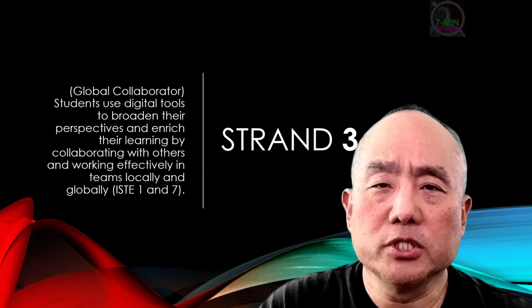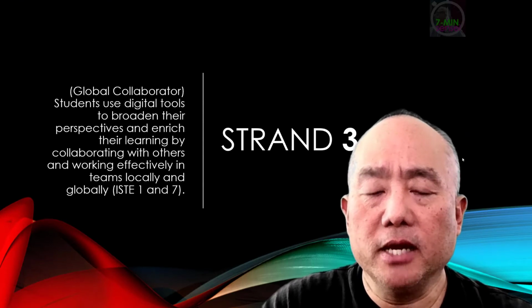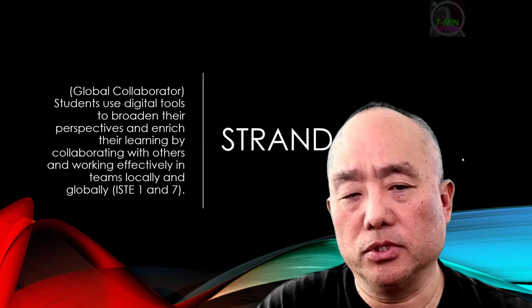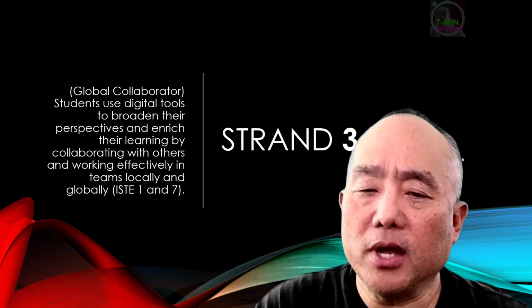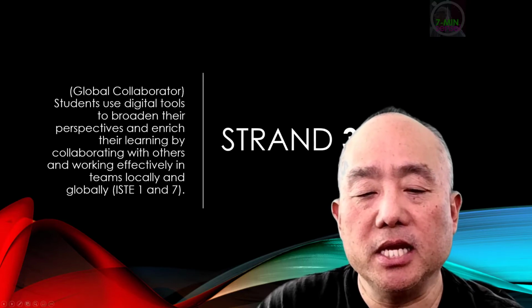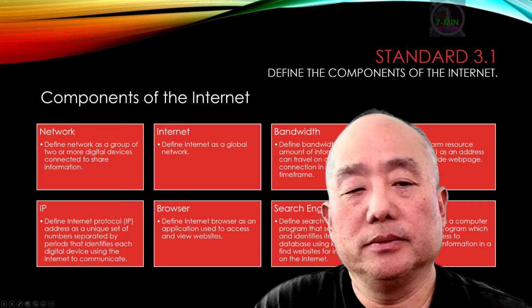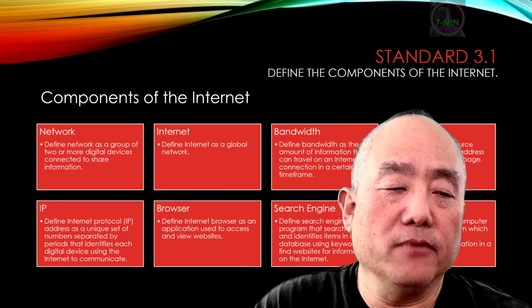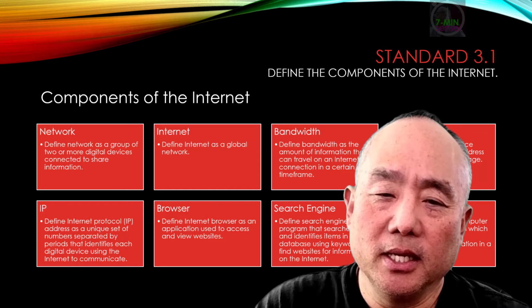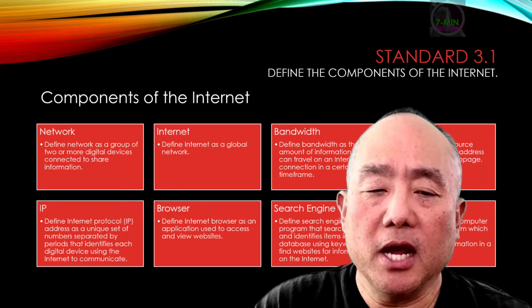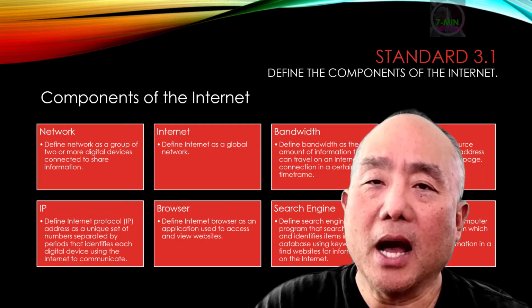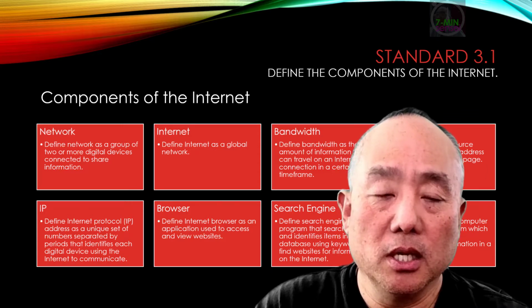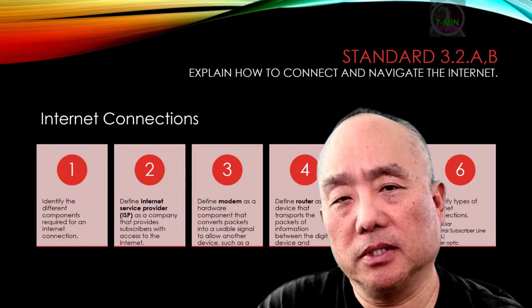In Strand 3, we'll talk about global collaboration. Here, students will learn how to use digital tools to broaden your perspective and enrich your learning by collaborating with others and working effectively in teams locally and globally. Standard 3.1 define the components of the Internet. For example, a network, the Internet, bandwidth, URL, IP, browser, search engine, and server.